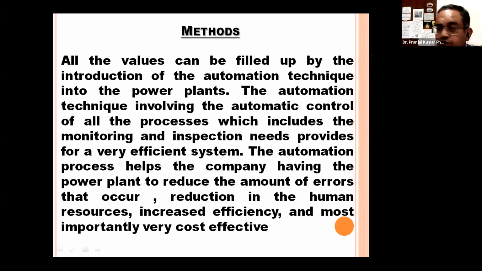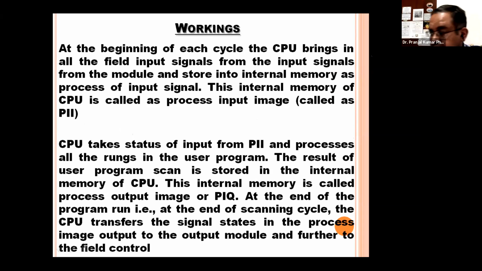The method is that all the values can be fulfilled by the introduction of the automation technique into the power plants. The automation technique involves the automatic control of all the processes, which includes the monitoring and inspection needs, and provides for a very efficient system. The automation process helps the company having the power plant to reduce the amount of errors that occur, reduce the human resources, increase efficiency, and most importantly, be very cost effective.